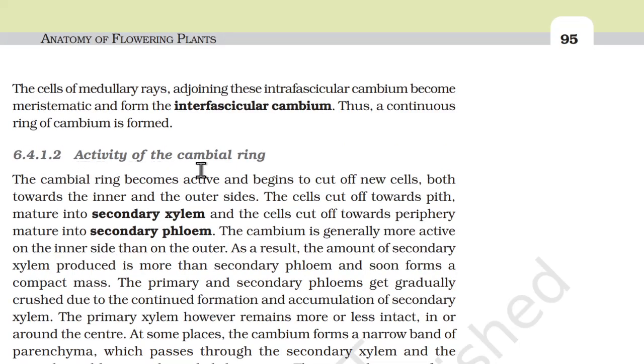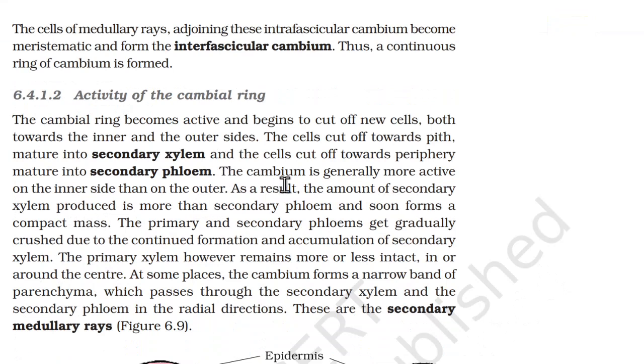6.4.1.2 Activity of the cambial ring. The cambial ring becomes active and begins to cut off new cells, both towards the inner and outer side. The cells cut off towards the pith mature into secondary xylem, and the cells cut off towards the periphery mature into secondary phloem. The cambium is generally more active on the inner side than on the outer.